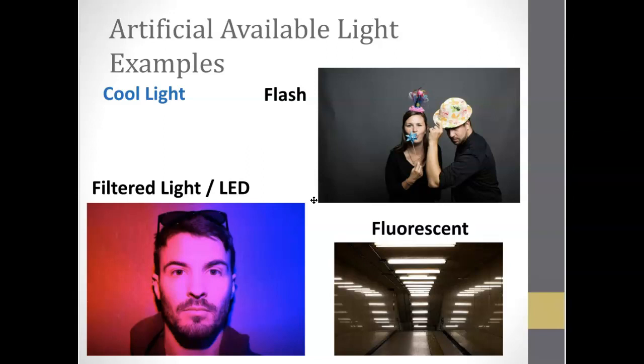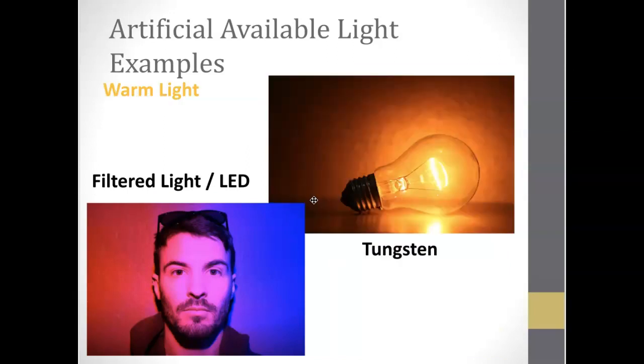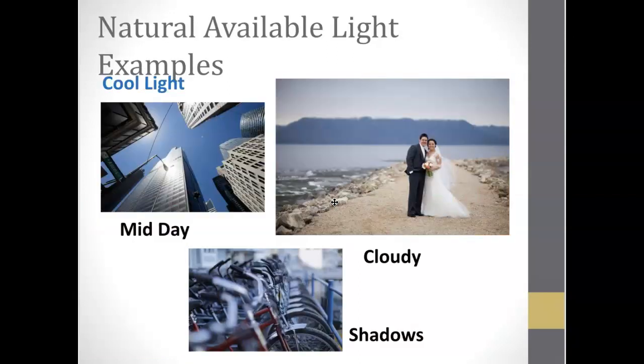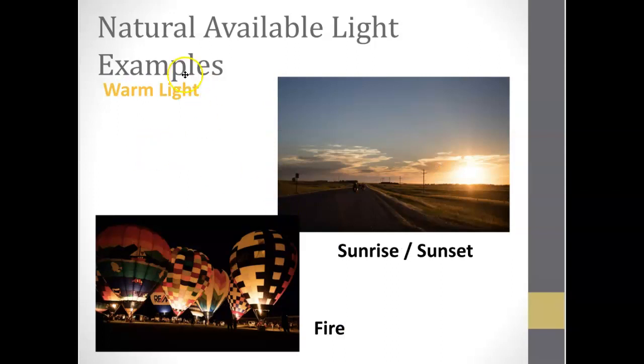Here are just some examples of cool light that are artificial. Warm light that's artificial. Tungsten is an important word to know. Tungsten is the name for regular incandescent bulbs. Natural light cool examples are going out at midday, being in the shadows. On a cloudy day, it's going to be cooler. And sunrise and sunset are going to be very warm, and obviously fire or candle, something like that, is going to be very warm as well.